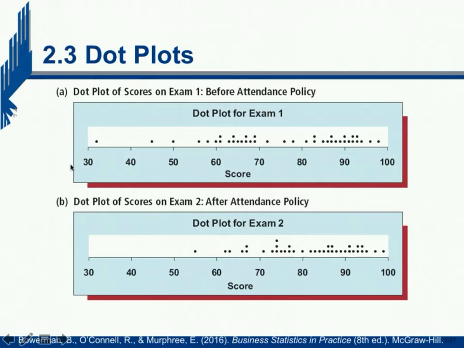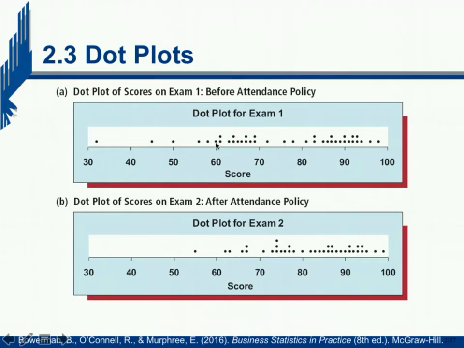A dot plot is also another way for us to present a quantitative variable visually. However, this is relatively less common as compared to the histograms. So in a dot plot, we just have one axis which contains the values of your quantitative variable, and then we have dots on top of those different values of x. So the dots here represent the frequency for each value.